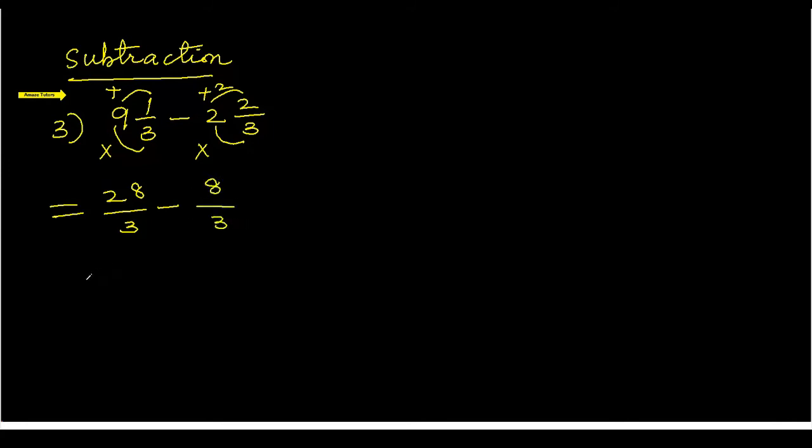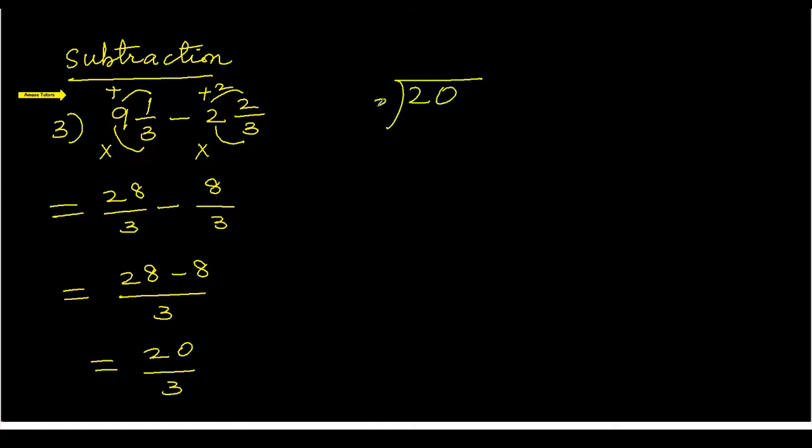8 over 3. Take away the top numbers because the denominators are already the same. No need to do anything else. Simply subtract the top numbers. Now what is 28 minus 8? 20. Again, this is an improper fraction. Convert that to a mixed number. 3 6s are 18. 2 is the remainder. So the quotient comes first, the remainder on top, and the divisor in the bottom.